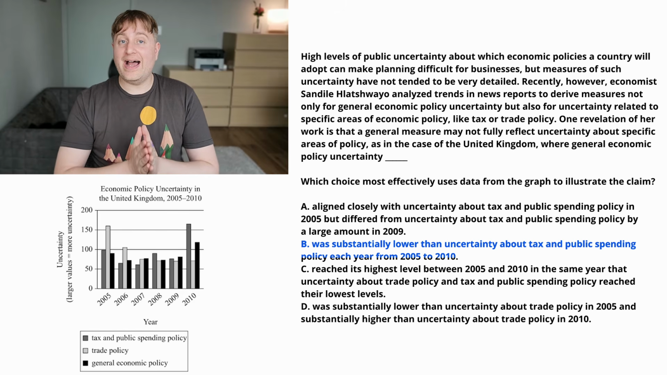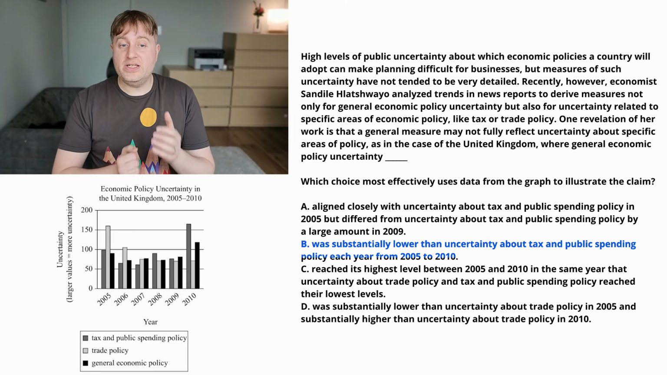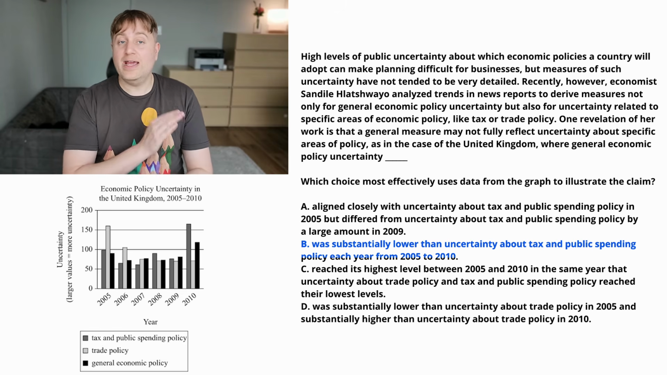But when I do that, I have a problem. I can see that in fact, general economic uncertainty was not always substantially lower. In fact, in some years, it was even higher than uncertainty about tax and public spending policy, which means that B, although it does support the claim, is not factually true according to the graph, and we can safely cross that one off.